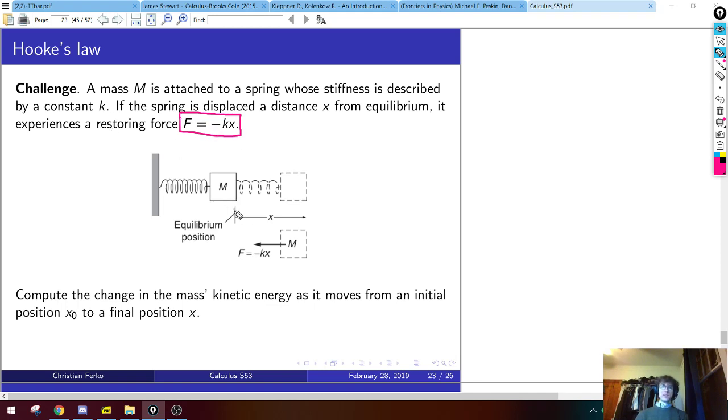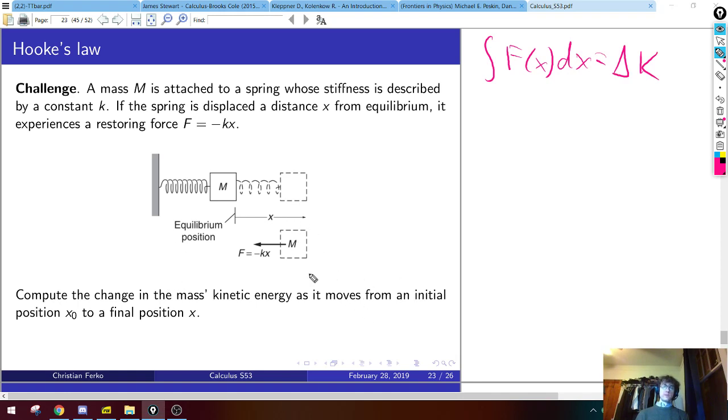Why is it negative? Because if x is positive, which means we have moved the spring to the right, then the force wants to pull it back to the left. And similarly, if we compress the spring, so we move x to the left, so x is negative, the spring wants to push the mass back out, so the force should be positive. So the minus sign just tells you the force pushes opposite the displacement. All right, fine, no magic here.